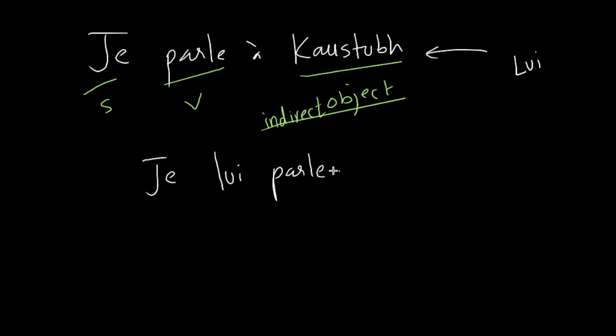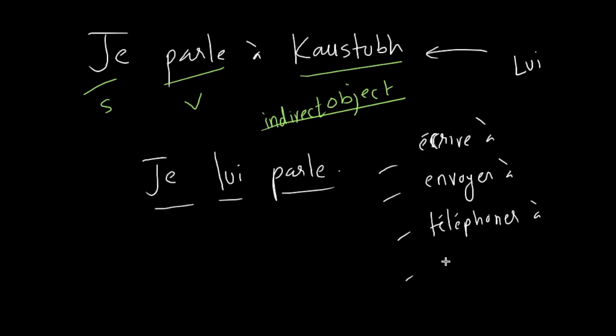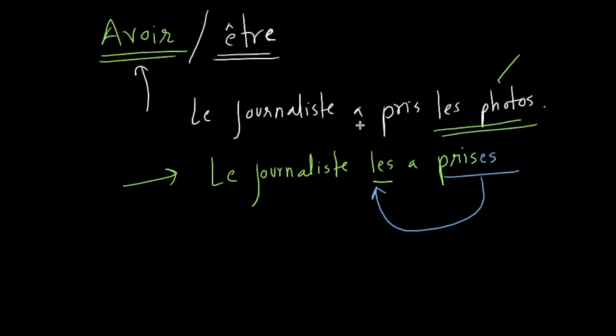Je lui parle. Okay. Generally the verbs that will use this: écrire à, envoyer à, to send, right? Répondre à. Répondre à, right? So we are using avoir as an auxiliary. The journalist took photos, and then this was a direct object, so we replaced it with a direct object pronoun. Now it came before the auxiliary verb, right? So now the past participle has to match the gender and number of the direct object pronoun. But in case of indirect object pronouns, this is not the case.